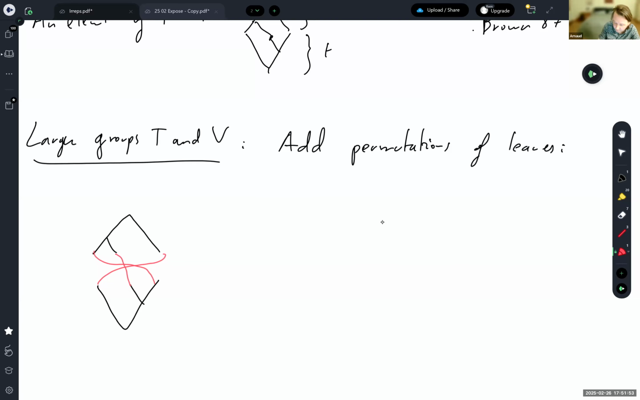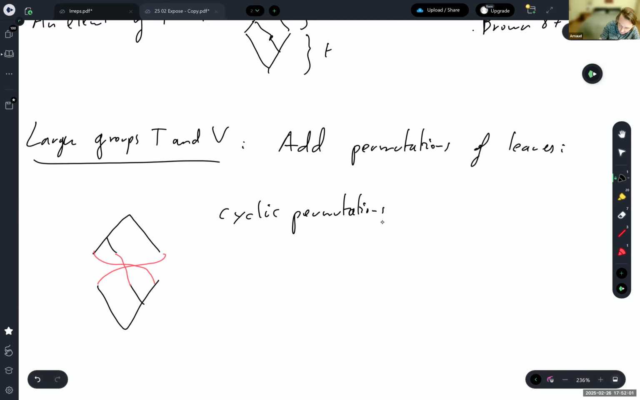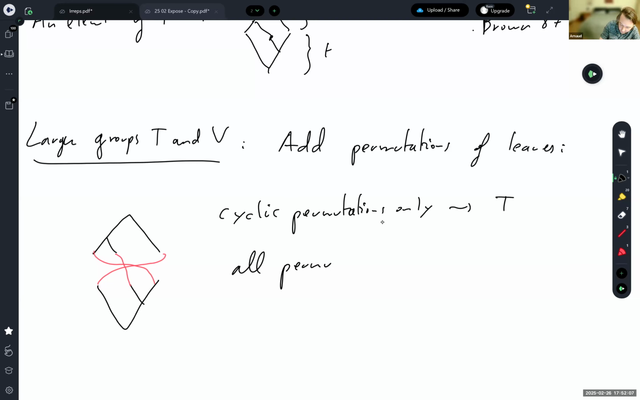Okay. And so if you take cyclic permutation only, you get Thompson's group T. And if you take all permutation, you get Thompson's group V.